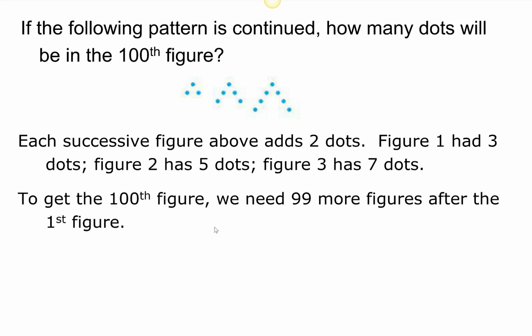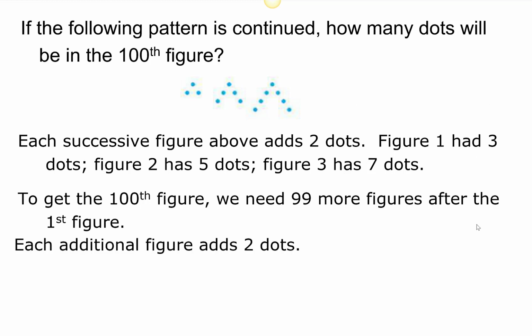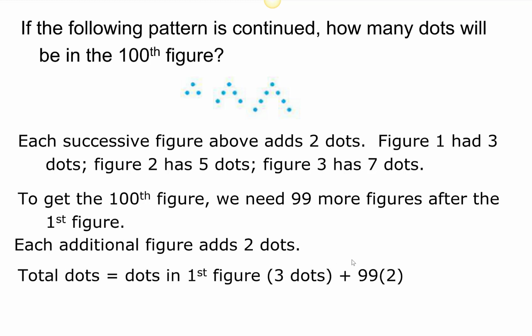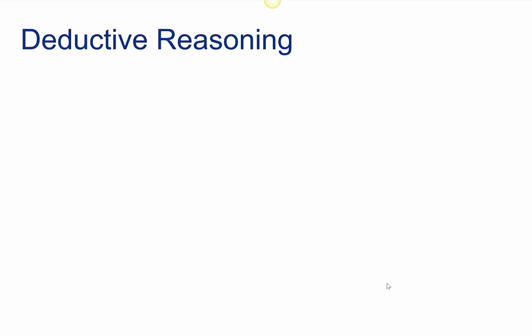So to get to the 100th figure, first of all, after the first figure, we need 99 more. And the first figure started with 3 dots, right? And then each additional figure adds 2 dots. So we can actually write an equation. The total dots is the dots in the first figure, 3, plus we need 99 more figures that each add 2 dots. Go ahead and simplify that. There'll be 201 dots in the 100th figure.